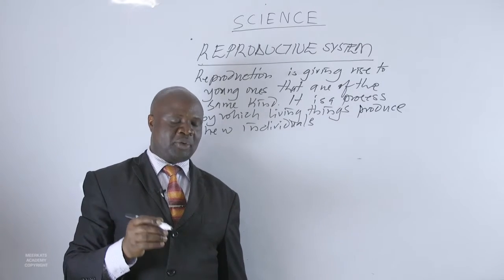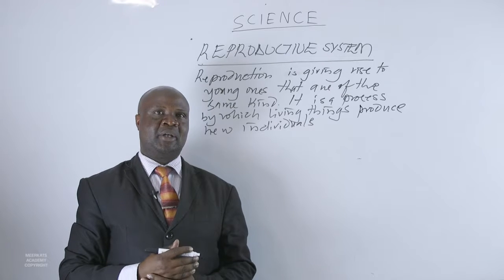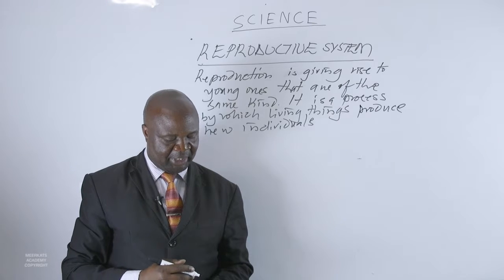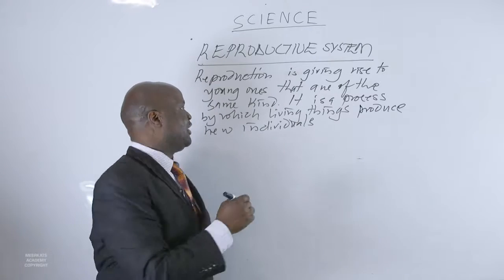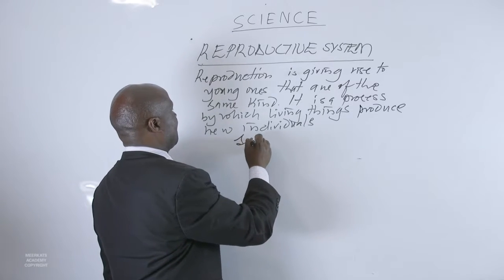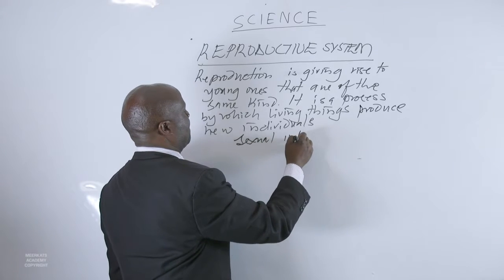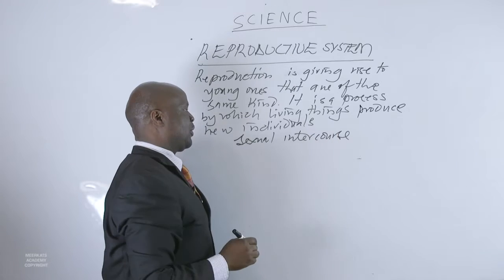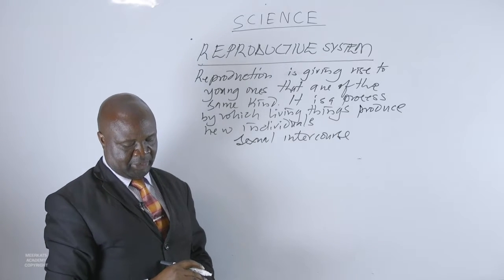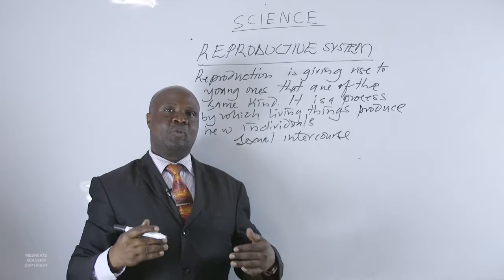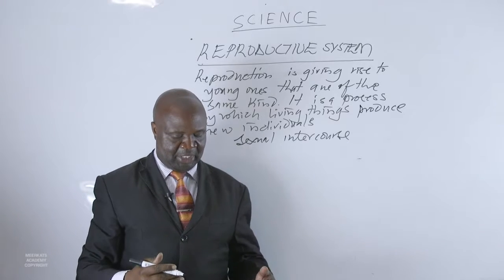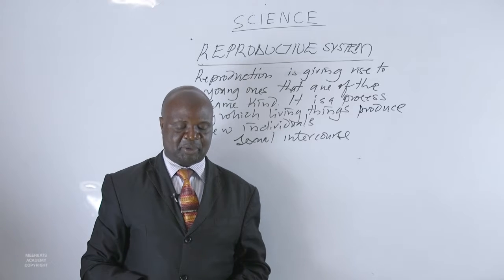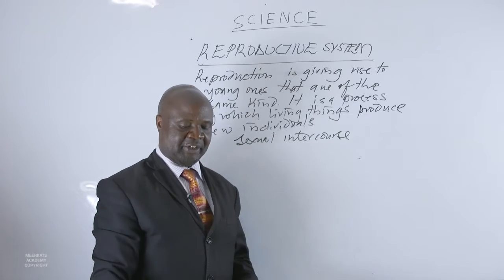Now, when we are talking about reproduction in human beings, we say reproduction in human beings begins with sexual intercourse. Then we shall study what happens. We want just to see the parts of the reproductive system, then we shall see their functions and so forth.